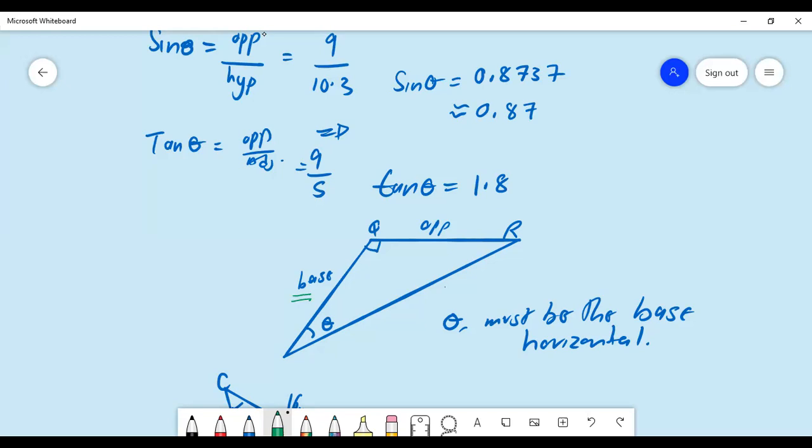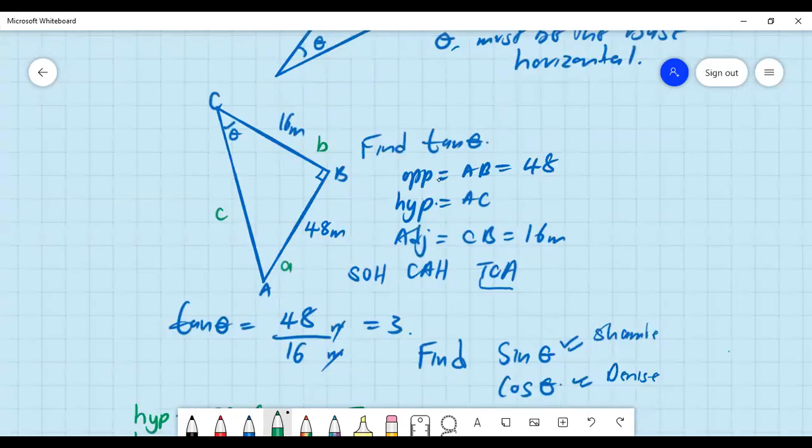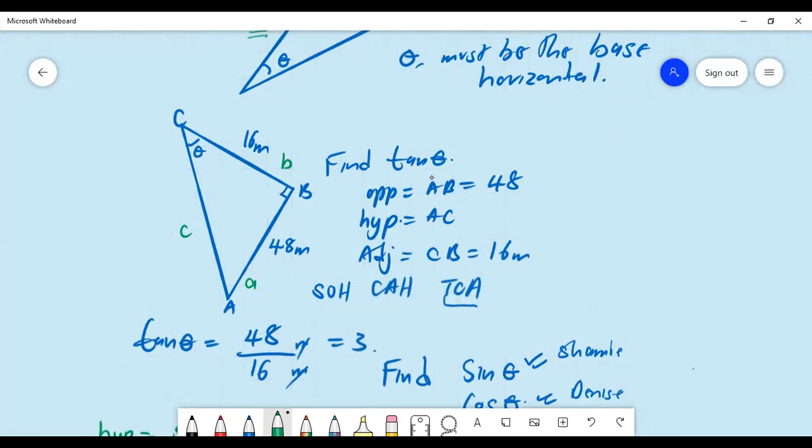Okay. So we look at those various steps. And then we have looked at that example there. Okay. So we said we have 16 and 48. Now our base is what? 16. So this is the base. Then the opposite is what? Then from SOHCAHTOA you substitute. But you need to find C first. So our C is what?